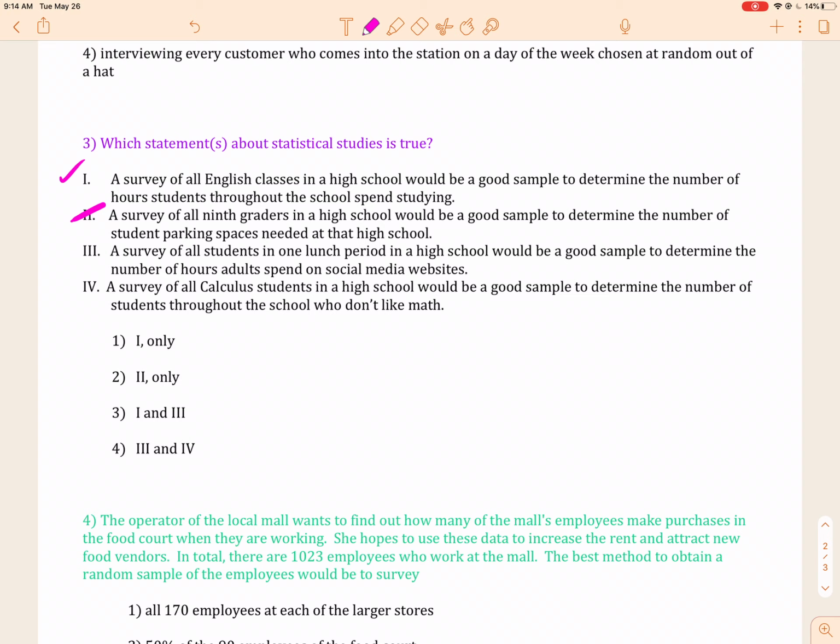I mean, you're not going to ask a kid how much your parents go on social media. How do you know what they're doing at work? They're probably just scrolling through TikTok just like you guys, and you don't even know it. So, no, that's not a good way to take a sample about adults.